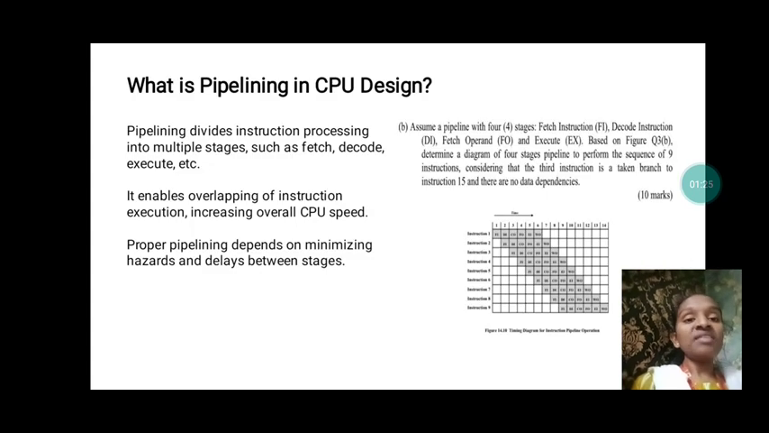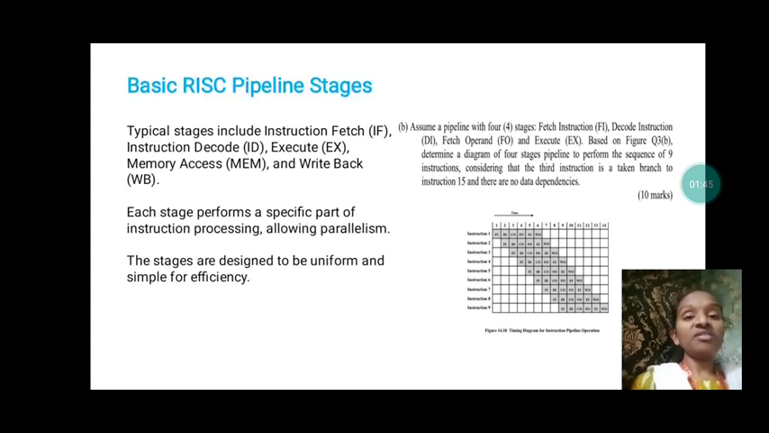What is a pipeline? In CPU design, pipelining divides the instruction processing into multiple stages such as fetch, decode, execute, etc. It enables overlapping of instruction execution, increasing CPU speed. Proper pipelining depends on minimizing hazards and delays between the stages.